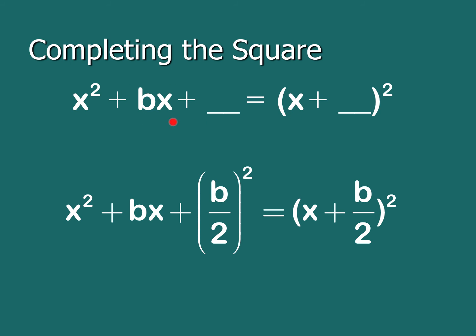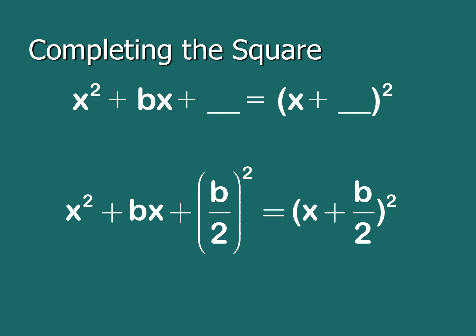So to complete the square, you always take half of whatever the coefficient of the x term is here. So half of b would be b over 2, and you square it. And that is what goes here. Whatever I add to this side of the equation, I'm going to have to add to the other side of the equation, which I'll show you in the next example.